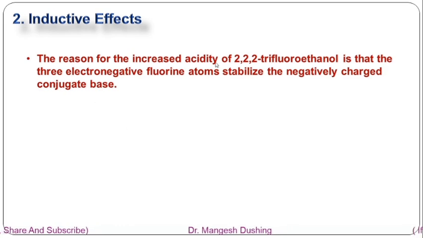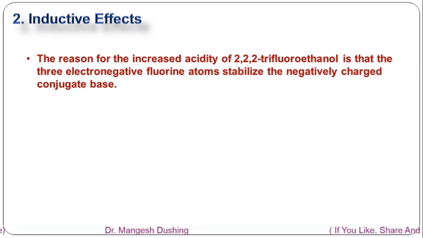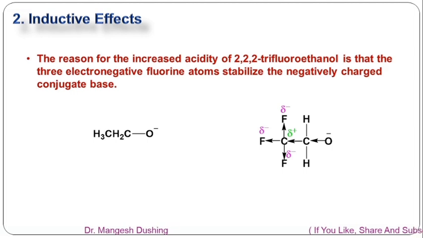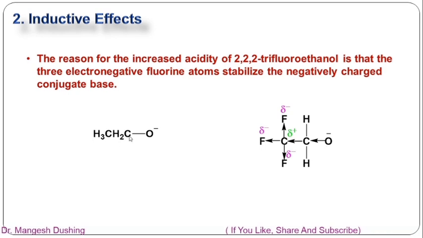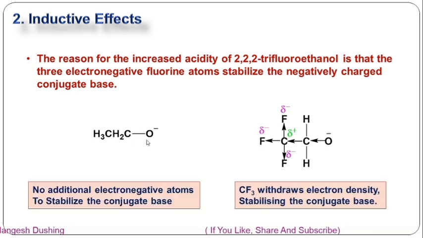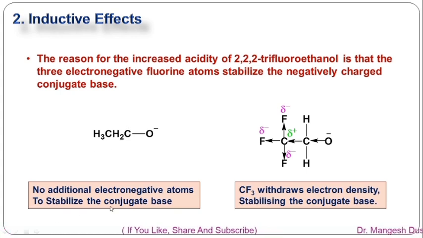The reason for the increased acidity of 2,2,2 trifluoroethanol is that the 3 electronegative fluorine atoms stabilize the negatively charged conjugate base. After dissociation, these are the conjugate bases that will form. This is CH3CH2O minus, while here is CF3CH2O minus. In this case, the stability of O minus is very less because there are no additional electron withdrawing groups over here. So no additional electronegative atoms to stabilize the conjugate base.